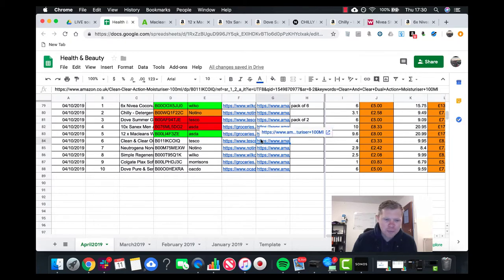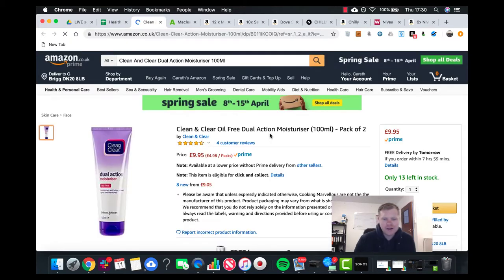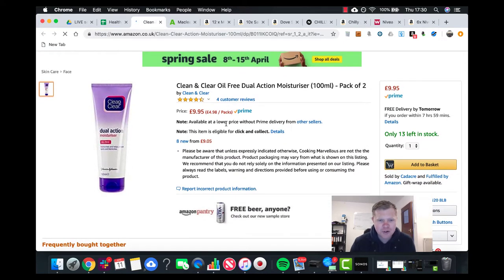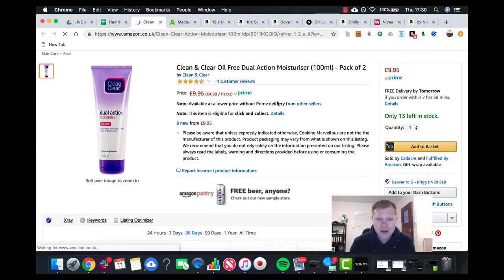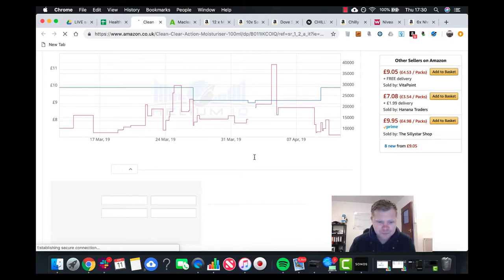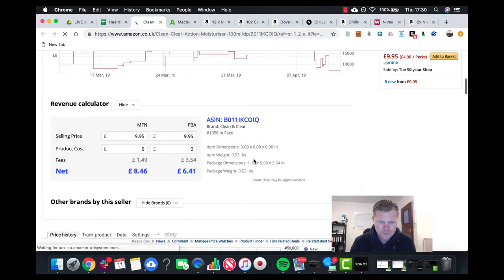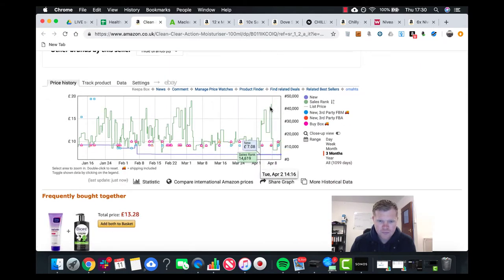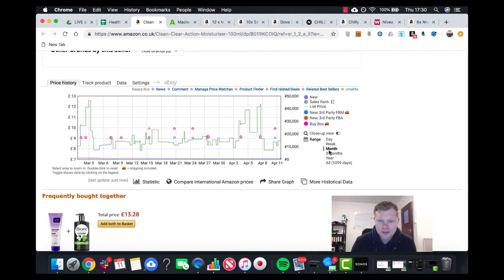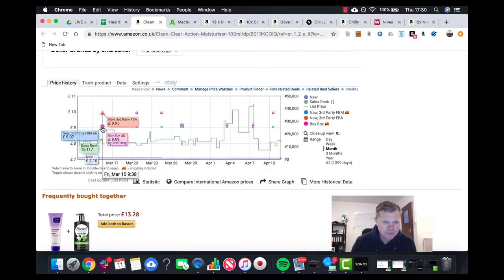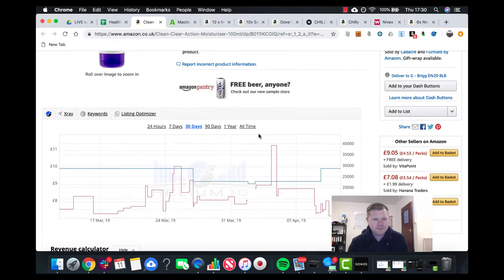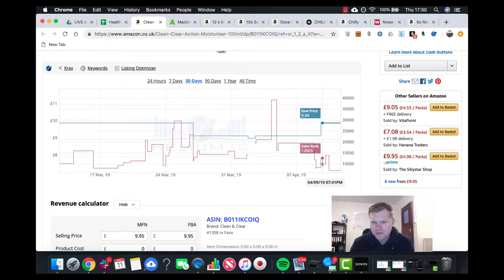Okay, so let's just check a couple more, because you're getting the gist of how this works. I don't need to go too much longer on this, but it'll just be interesting to find what winners we get today. So, Clean and Clear oil, pack of 2, £9.95. The highest it's gone is 46,000. Go down to the last month. Buy box has been from £9.09, £9.20. It's actually gone up to £9.95 for a pack of 2.